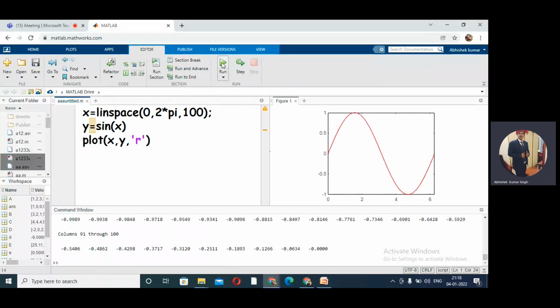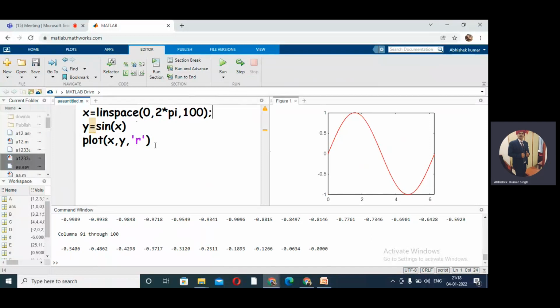So what is that? Here we have 100 points of X, and the corresponding will get the 100 points of Y using the sin X function. And so we get the 100 points on the XY plane, and this plot command is joining those points. R is the color of the graph. Okay, this is the plot command, clear, right? Now what is the plot3?